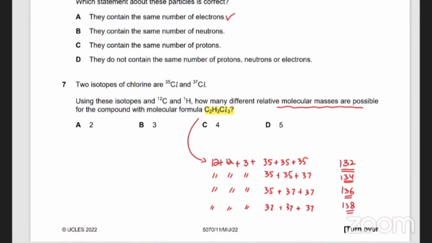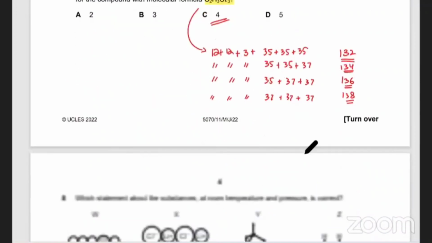So the answer is 4. There are 4 different masses that are possible. So the answer is 4 in this case. So next, question 8.